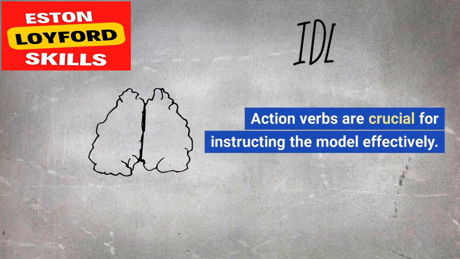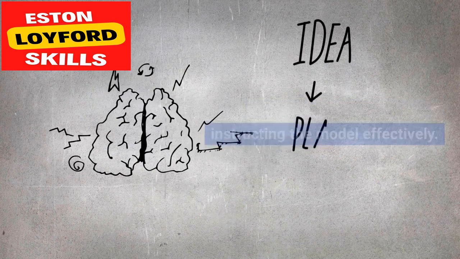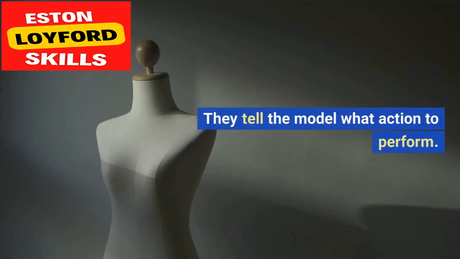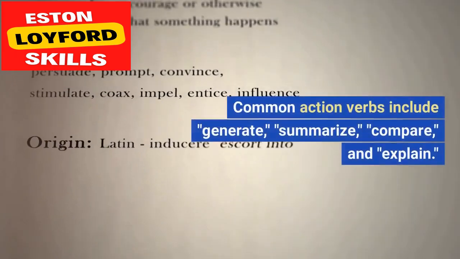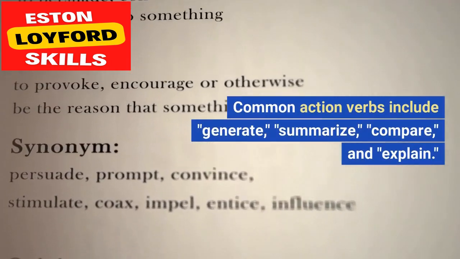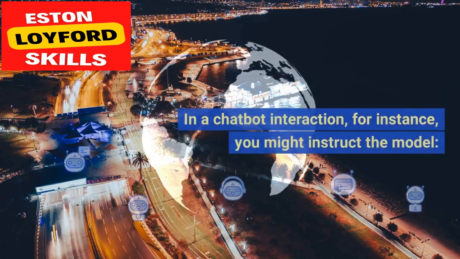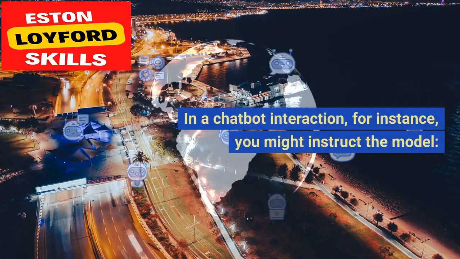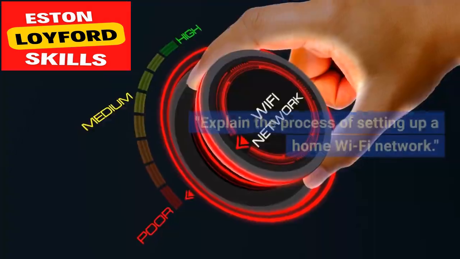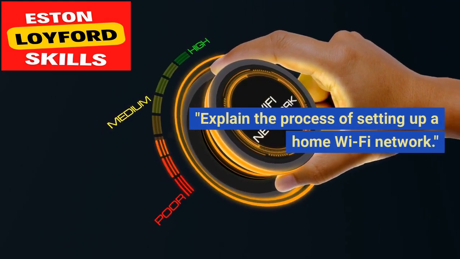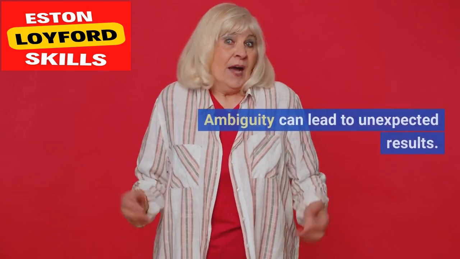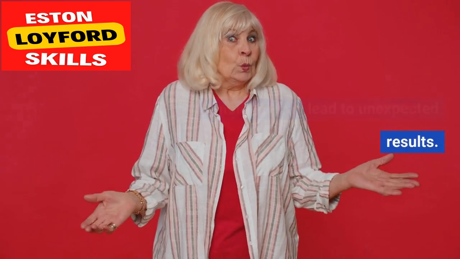Action verbs are crucial for instructing the model effectively. They tell the model what action to perform. Common action verbs include generate, summarize, compare, and explain. In a chatbot interaction, for instance, you might instruct the model: explain the process of setting up a home Wi-Fi network.